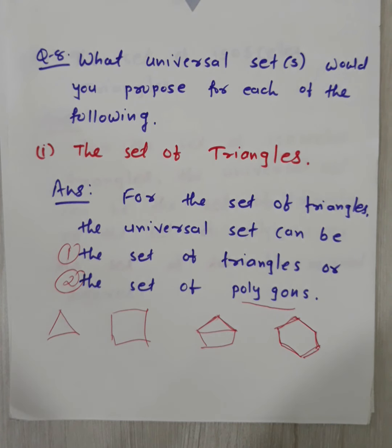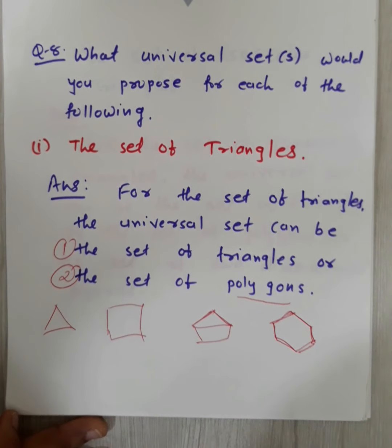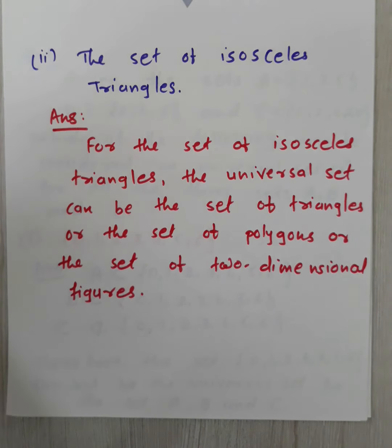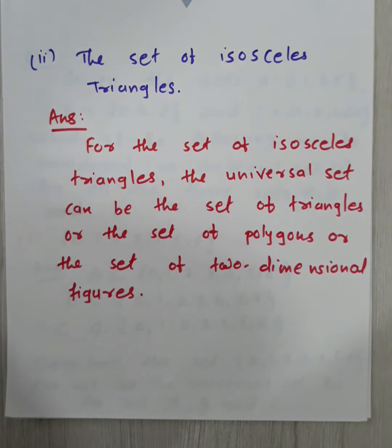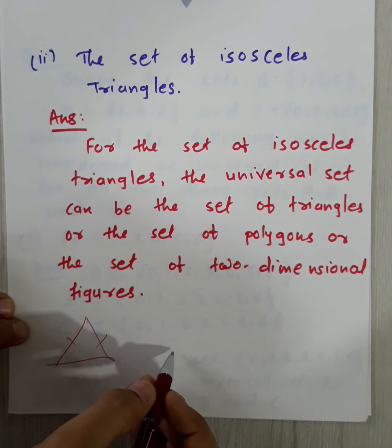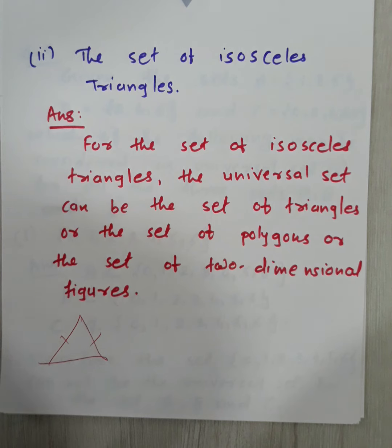Set of polygons means polygons are many-sided figures with sides that are line segments. So triangle, square, pentagon, hexagon, etc. Right? So you have to write down the universal set. Similarly, the set of isosceles triangles. What is an isosceles triangle? It is a triangle with at least 2 equal sides, these 2 equal sides, right? So the universal set of this is the set of triangles or the set of polygons or the set of 2-dimensional figures.